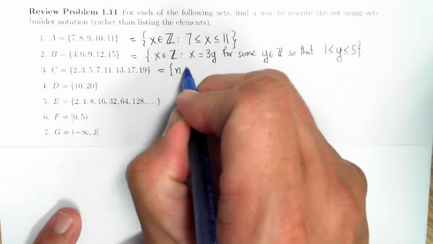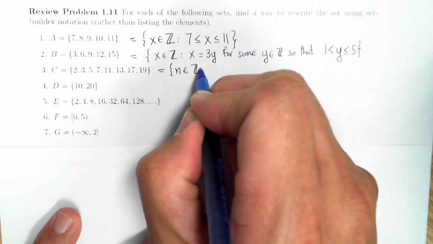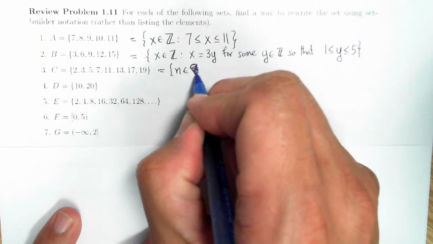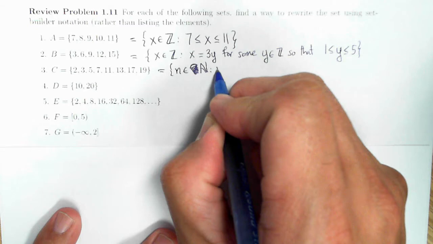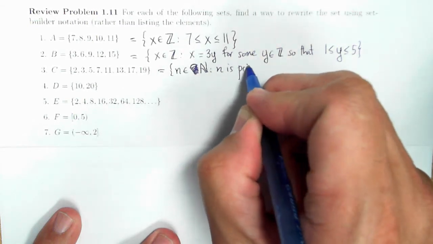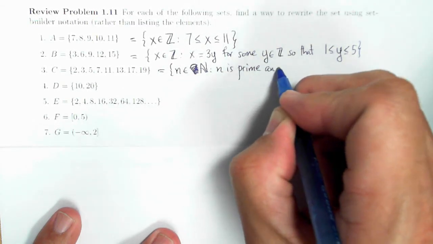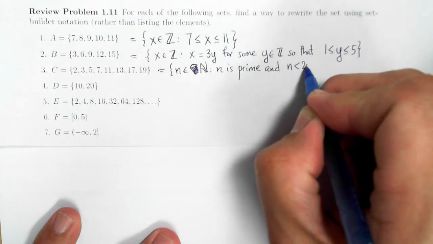This one would be the set of all natural numbers. So let's use the natural numbers, such that n is prime and n is less than 20, or less than or equal to 19.